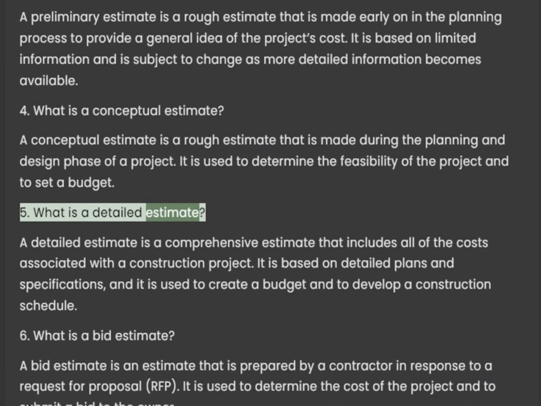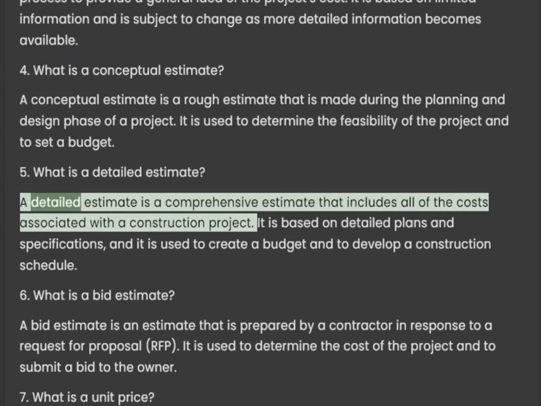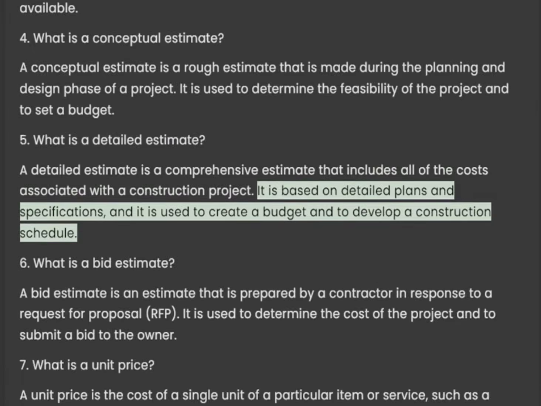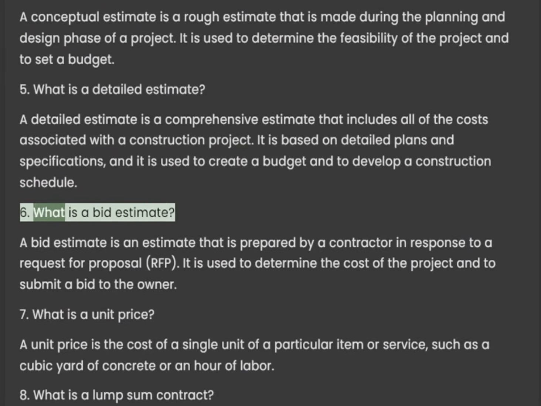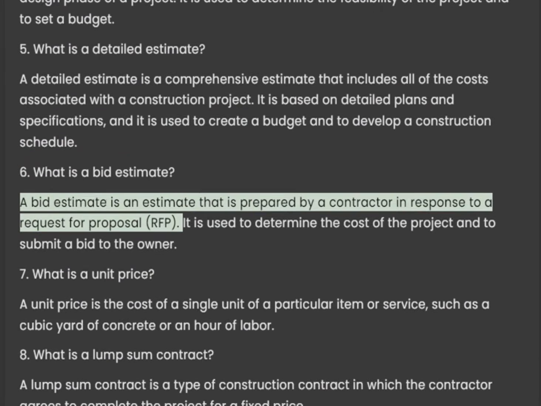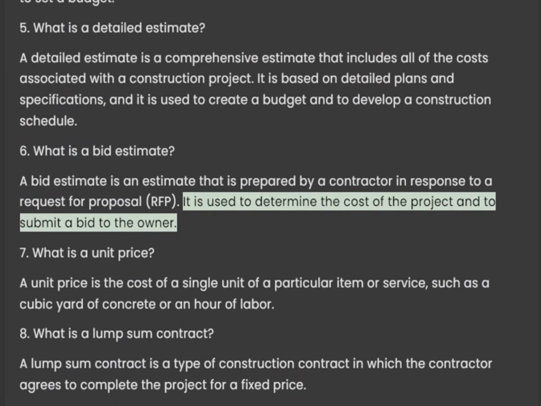5. What is a detailed estimate? A detailed estimate is a comprehensive estimate that includes all of the costs associated with a construction project. It is based on detailed plans and specifications, and it is used to create a budget and to develop a construction schedule. 6. What is a bid estimate? A bid estimate is an estimate that is prepared by a contractor in response to a request for proposal. It is used to determine the cost of the project and to submit a bid to the owner.